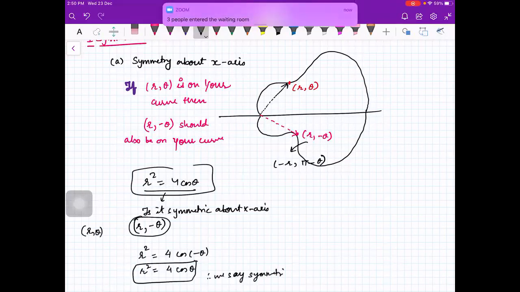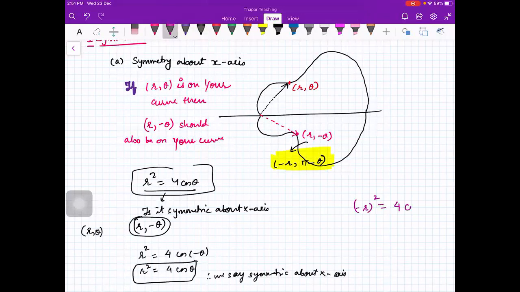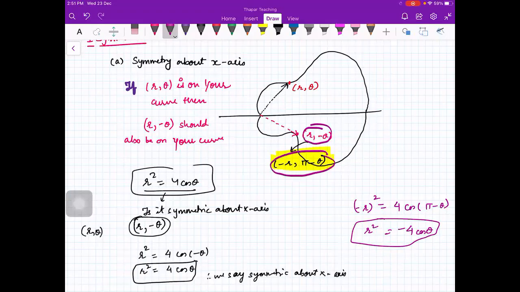And then we were trying to see whether this other point lies on the curve or not. We just put this point, so you'll get (−r)² = 4 cos(π − θ). Cos of (π − θ) is −cos θ. So this was the problem yesterday. We were stuck here: how are we getting this point on the curve and this point not on the curve? So should we say that it is symmetric about the x-axis or not?